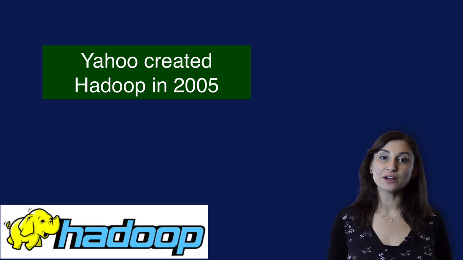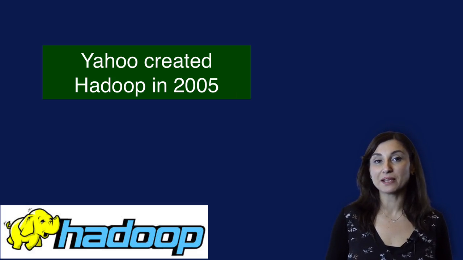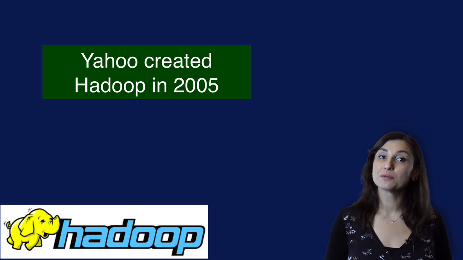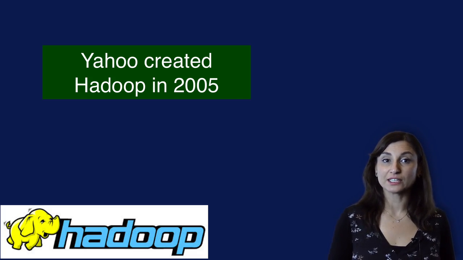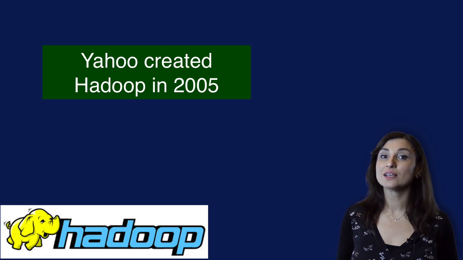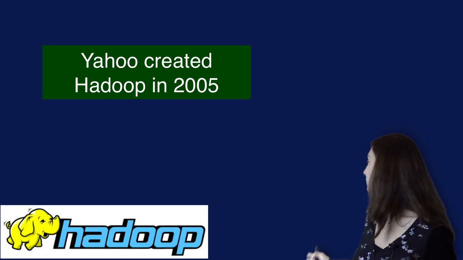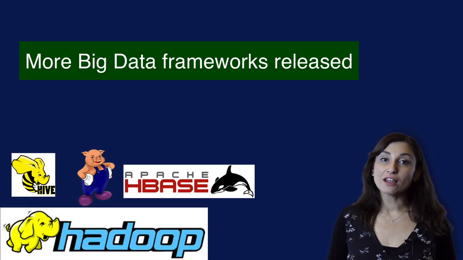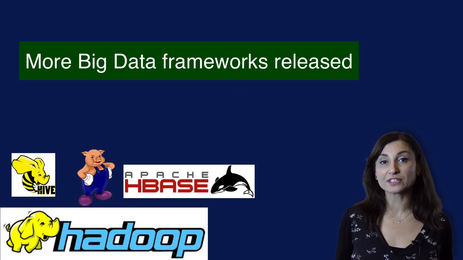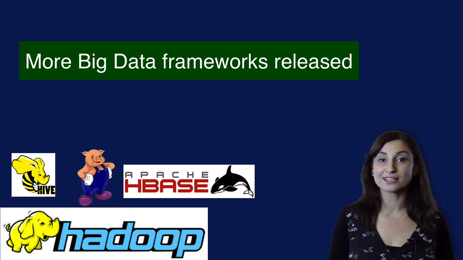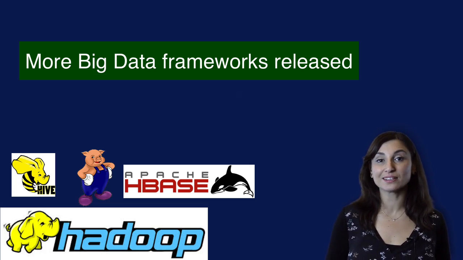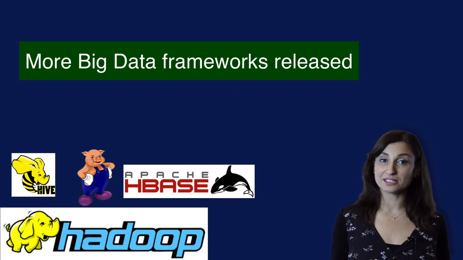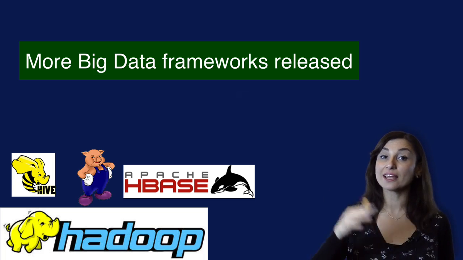In 2004, Google published a paper about their in-house processing framework they called MapReduce. The next year, Yahoo released an open source implementation based on this framework called Hadoop. In the following years, other frameworks and tools were released to the community as open source projects. These frameworks provided new capabilities missing in Hadoop, such as SQL-like querying or high-level scripting.